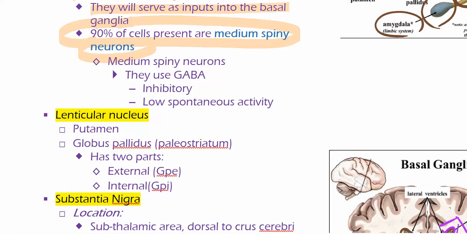Okay, so these medium spiny neurons make up 90% of the cells there. They're going to be using GABA, and GABA is inhibitory. And it has low spontaneous activity.